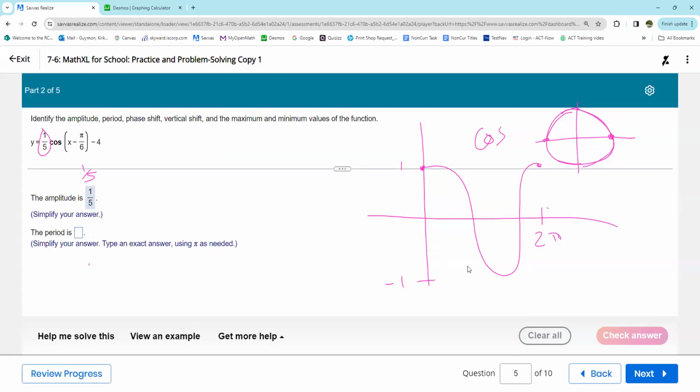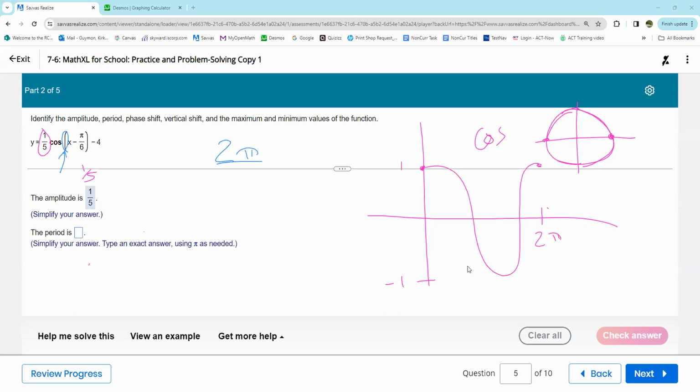Then they want to know the period. So the period normally is 2 pi. That will change if you have a b value, a coefficient on your x here. That's your frequency, how many cycles of the graph complete in our normal 2 pi period. We don't have anything there. If we did, to find the b value, we would take 2 pi divided by the period.